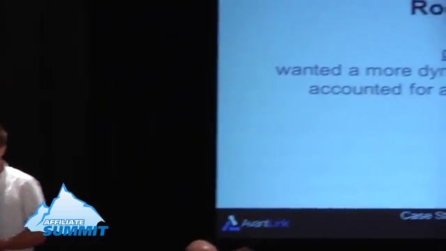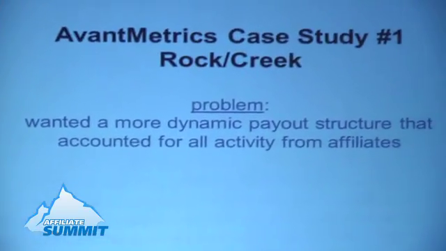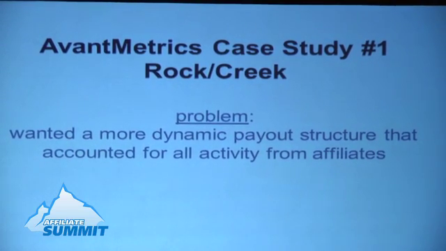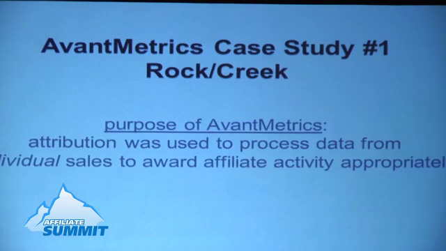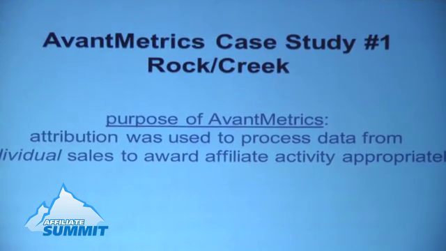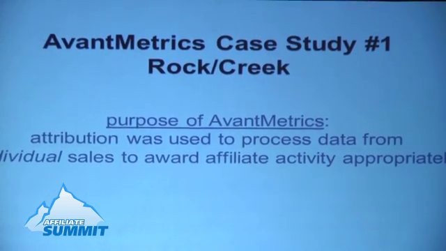The problem was that they wanted a more dynamic payout structure that accounted for all activity from affiliates. They worked very hard to have a very broad base of affiliates. That was content sites, bloggers, maybe review sites, and then of course the deal or the coupon sites at the end. They had a very good mixture, very fine balance of those affiliates in their portfolio. The problem was that they weren't seeing a lot of sales come from certain affiliates that they thought that they were trying to optimize.